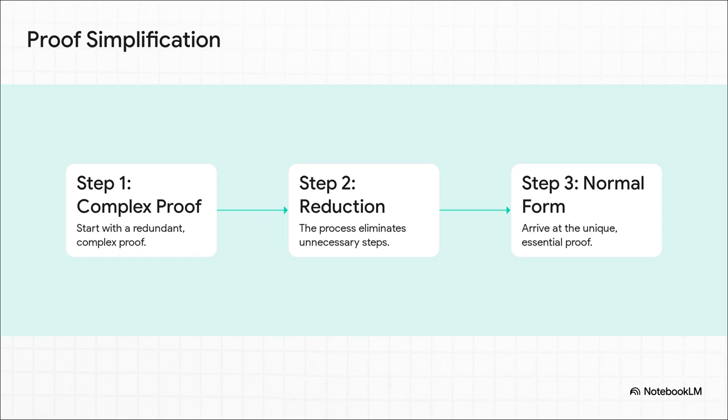So what does this actually look like in practice? Well, you might start with a big, complicated, messy proof full of all these redundant detours. Then, this reduction process, which we know works because of normalization and confluence, acts like a cleanup crew. It systematically snips away all the unnecessary steps until you're left with the absolute core, the essential argument, the proof's unique normal form. It's like all roads lead to one simple, elegant destination.